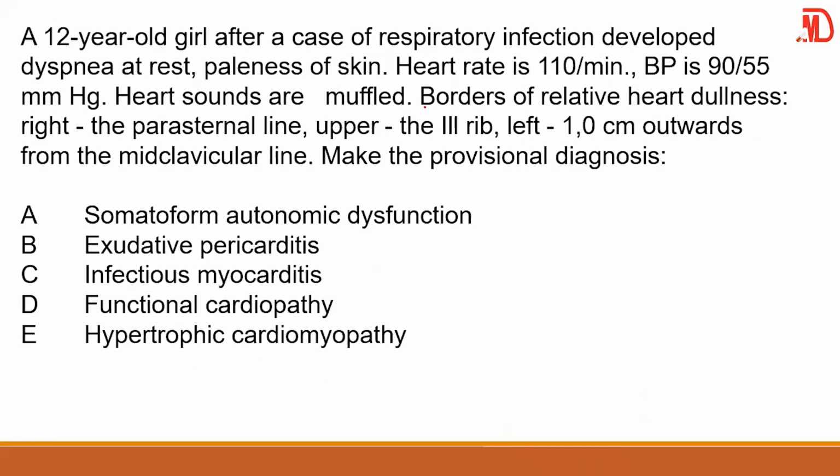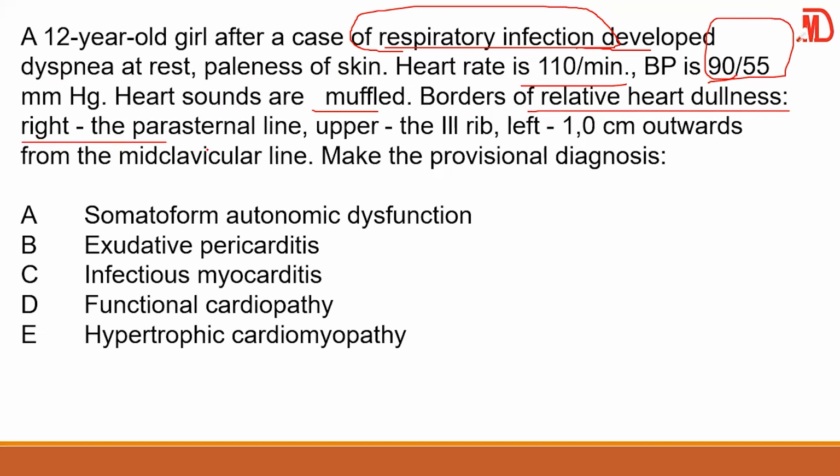A 12-year-old girl, after a case of a respiratory infection, normally caused by a virus, isn't it? Yeah, developed dyspnea at rest, paleness of the skin, heart rate is 110, BP is 90/55, heart sounds are muffled, borders of relative heart dullness: on the right, we have the parasternal line; the upper, we have the third rib; the left, we have 1 centimeter outward from the midclavicular line. Make your provisional diagnosis.